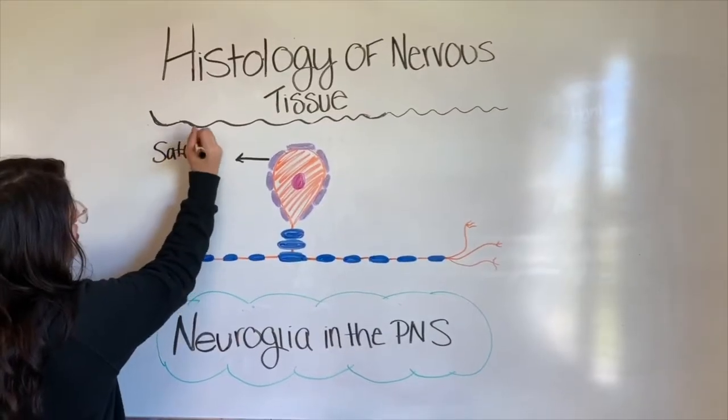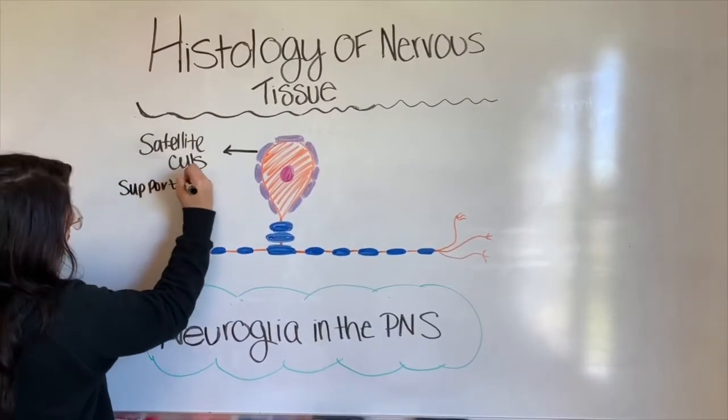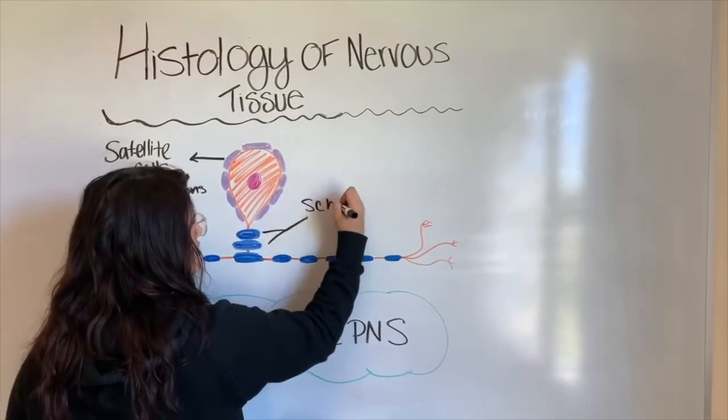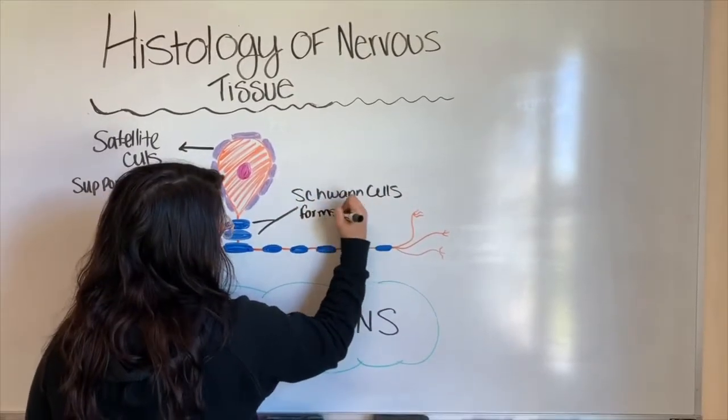Moving on to the neuroglia in the PNS, we have satellite cells, which support neurons. Similar to the oligodendrocytes, we have Schwann cells or neurolemmocytes, which form the myelin sheath in the PNS.